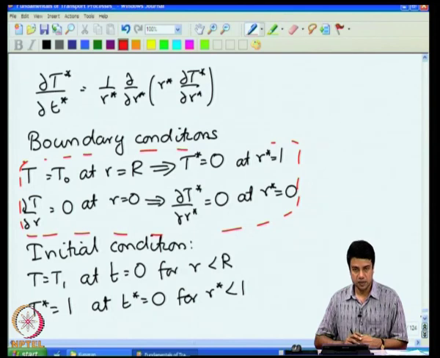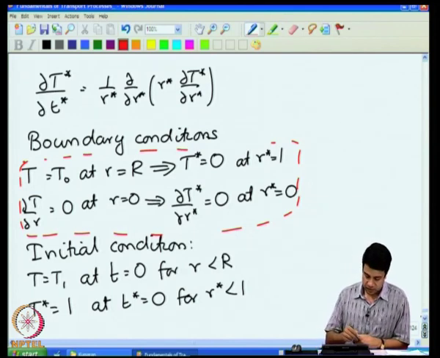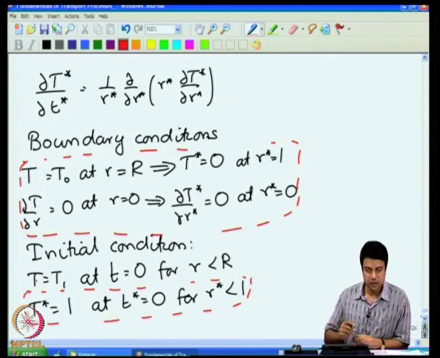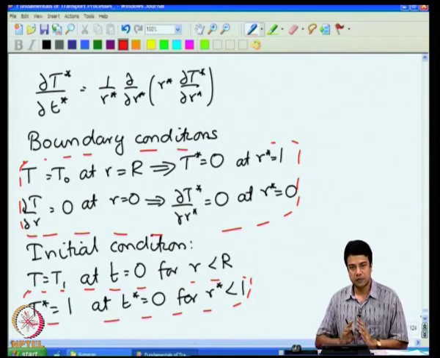It is only at the initial time that T star is not equal to 0. Therefore, we already have a well posed problem. There are already homogeneous boundary conditions, and there is an initial condition that is non homogeneous. So, therefore, we can solve it using a separation of variables procedure.